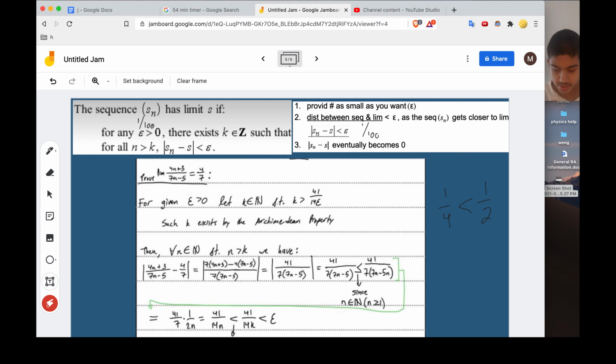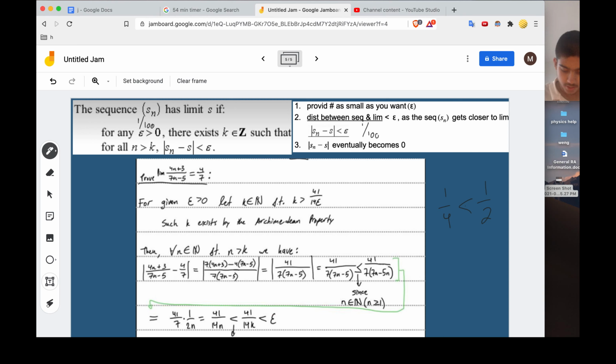In this case, we're going to say 41 over 14 epsilon, and so this is our k value. And then we just plug it in. This is going to be less than 41 over 14k because n is bigger than k. N is bigger than k. That means the denominator is bigger, right? If n is bigger than k, the denominator is bigger, which means the fraction is smaller. You understand, right?